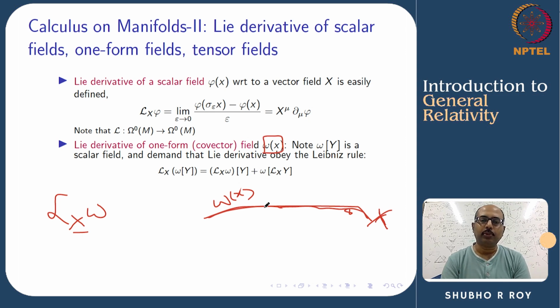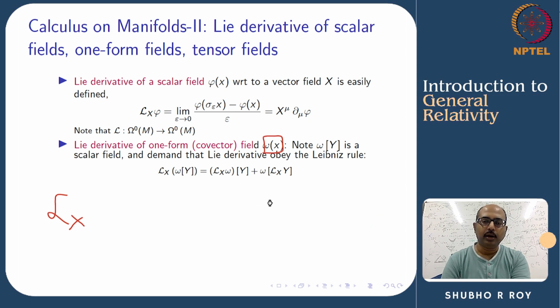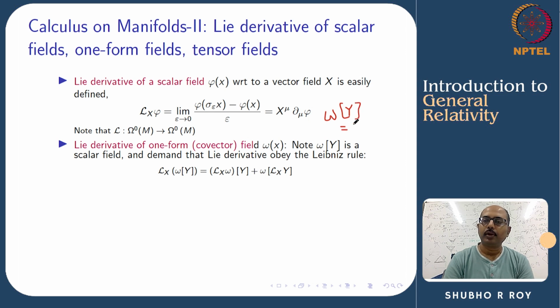Then you can come up with the expression, but I'm going to do it a bit indirectly, by something we already know. This is not a direct way. Notice that if I take a vector field Y, then by definition a one form field eats a vector field and gives you a function, right? Omega of Y is a function. Omega of Y is a real number.